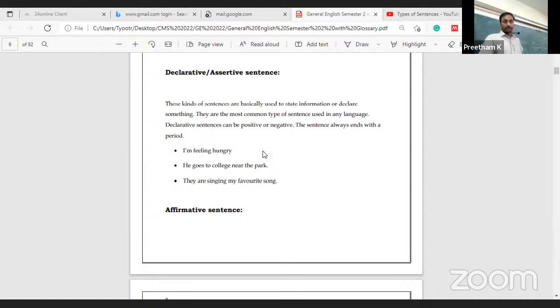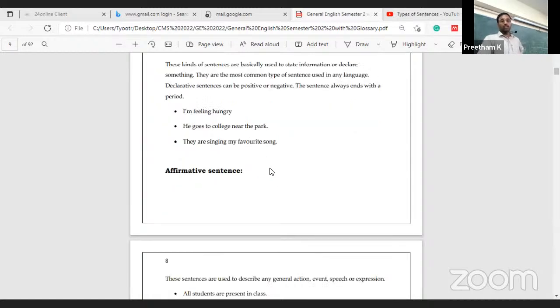Period means full stop. I'm feeling hungry. He goes to the college near the park. They are singing my favorite song. Declarative means you declare something. Basic form of sentences which are predominantly used.